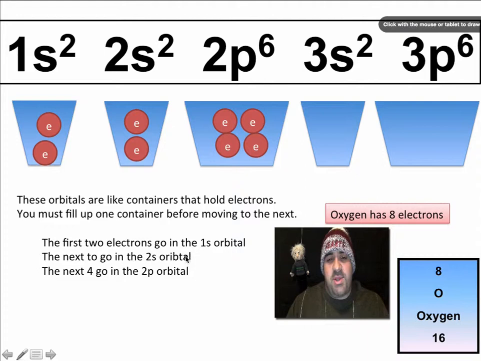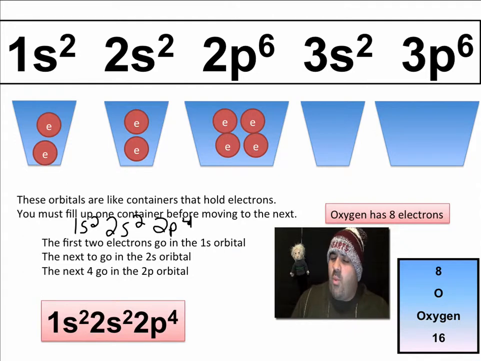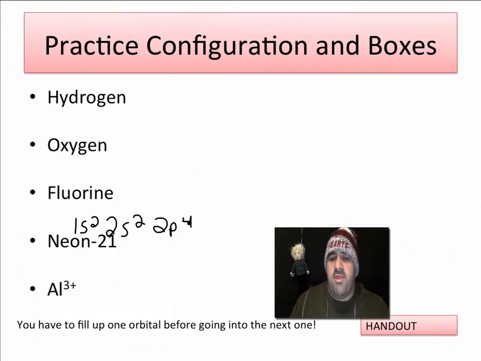So how do I write this electron configuration? Well, I'm going to go 1s2, 2s2, 2p4. There's only 4 electrons in there. And this is how we write electron configurations. Once it clicks, it's not a super hard thing.